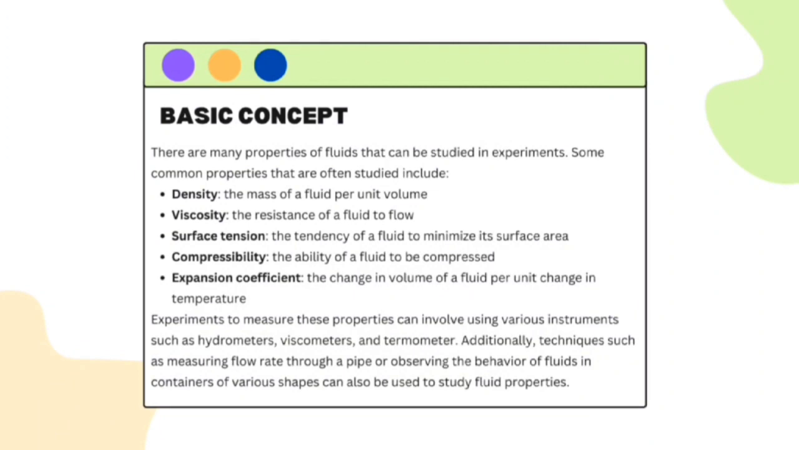In this video, I would like to explain about the basic concept of this experiment. There are many properties of fluid that can be studied in this experiment. Some common properties that are often studied include density, viscosity, surface tension, compressibility, and expansion coefficient. Measuring these properties can involve using various instruments such as hydrometer, viscometer, and thermometer. Additionally, techniques such as measuring flow rate through a pipe or observing the behavior of fluid in containers of various shapes can also be used to study fluid properties.